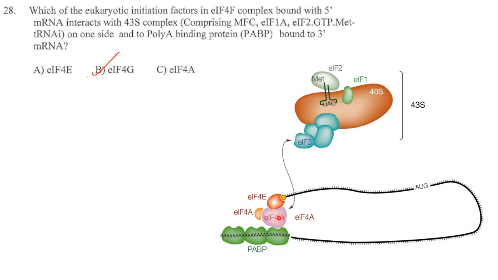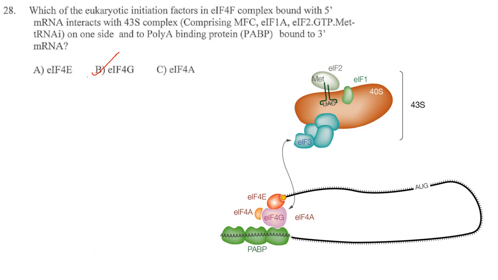So here if you see the EIF4F complex, it has got three initiation factors, that is EIF4E, the cap binding protein, which is bound to the cap on the mRNA transcript. Then there is EIF4A, which is an ATP dependent RNA helicase, and EIF4G, which is bound to the poly A binding protein as well as to the 43S complex, that is, to EIF3. So as per the question, the initiation factor in the EIF4F complex that binds to the 43S complex on one side and the poly A binding protein on the other side is EIF4G.